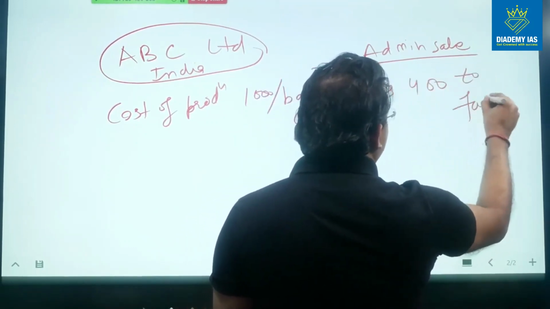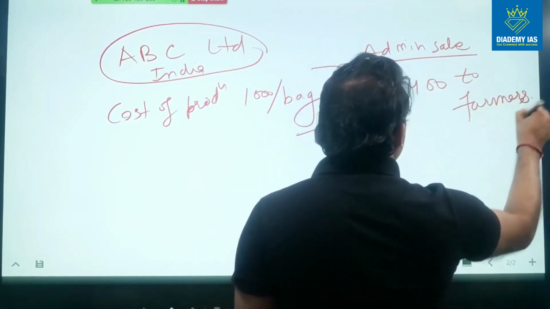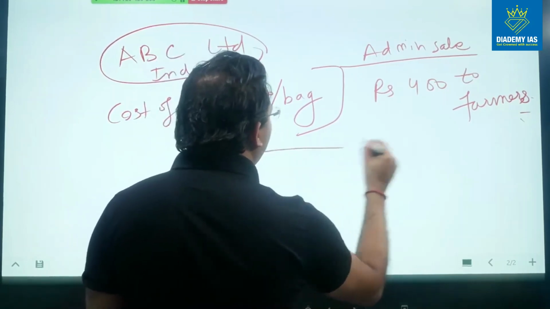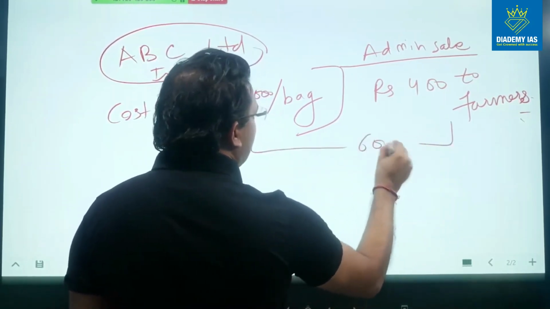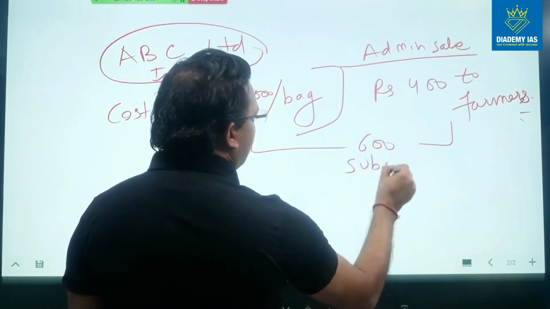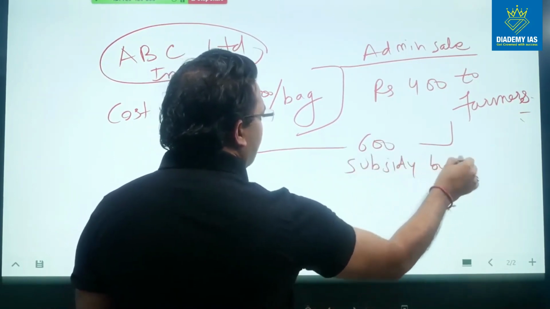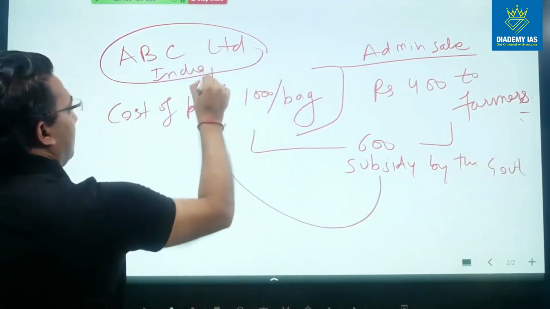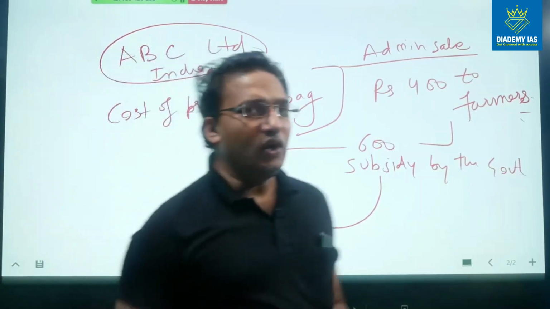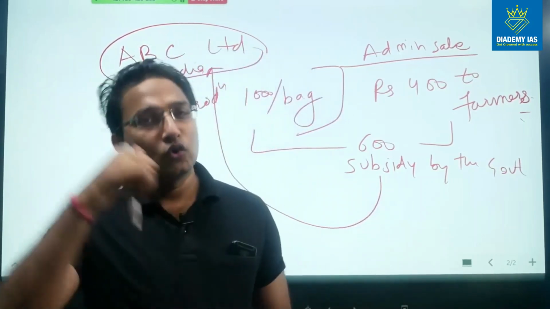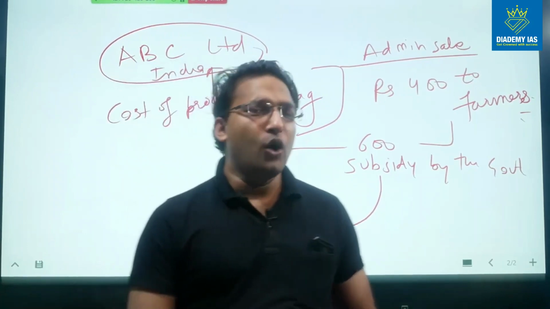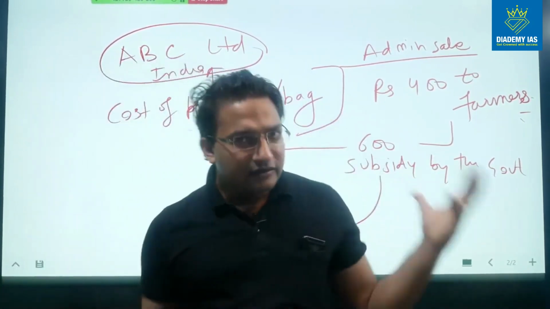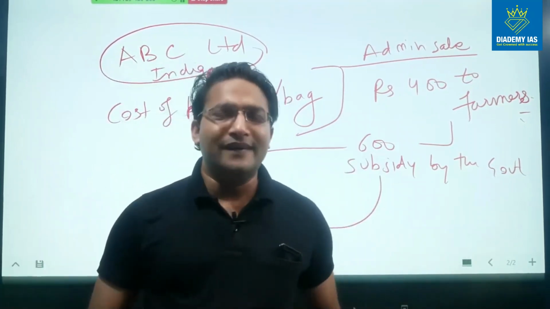आप 400 rupees में farmers को sale करोगे, and the difference between the 1000 and the 400, that is the 600 rupees, will be given as subsidy by the government, and this subsidy will be going to company only, ABC Limited, right? So the government will be giving the subsidy of 600 rupees per bag to the ABC Limited. This is how this mechanism worked. This price is notified by the government, and accordingly the difference is paid to the company as a subsidy.